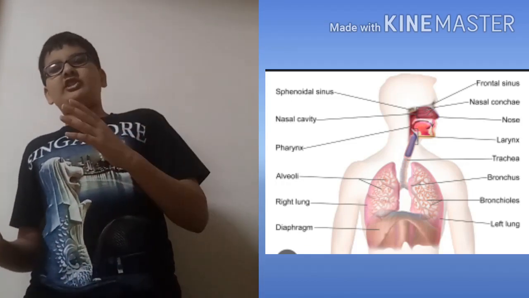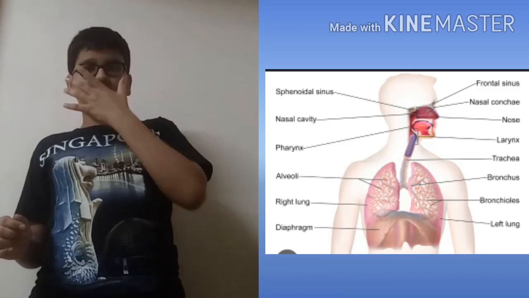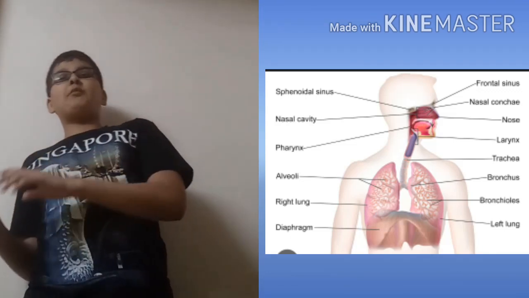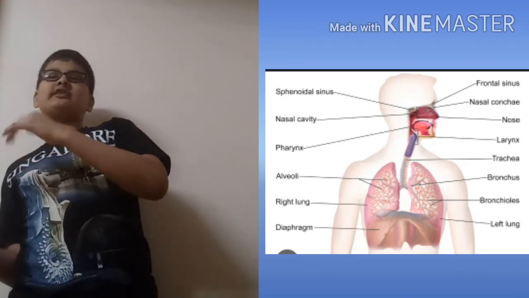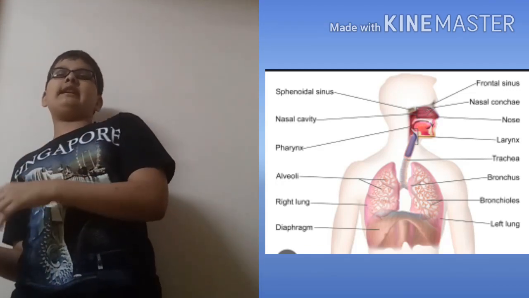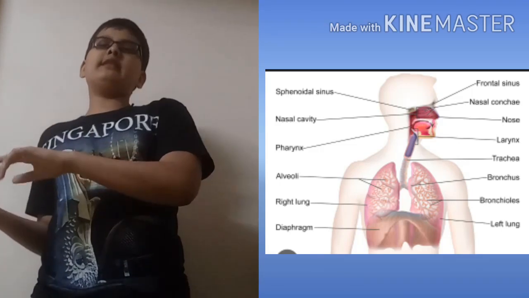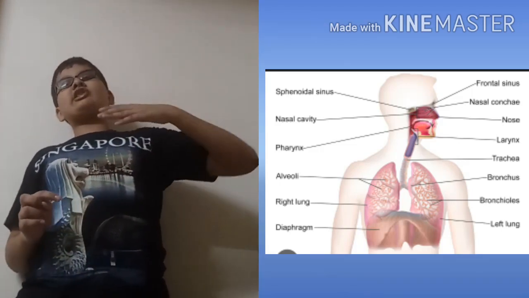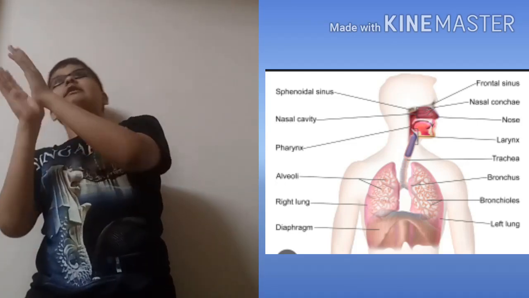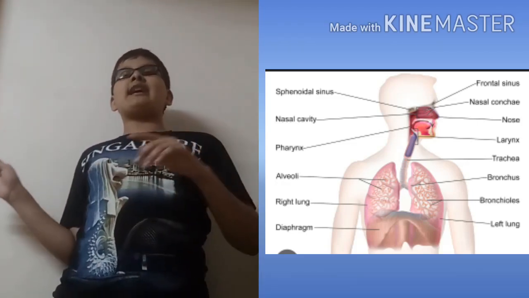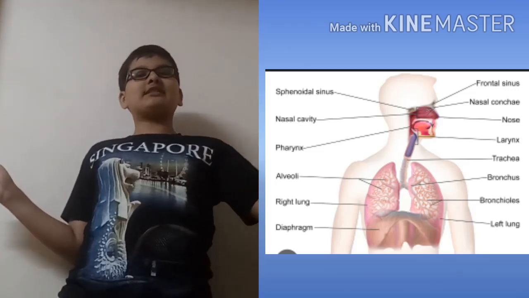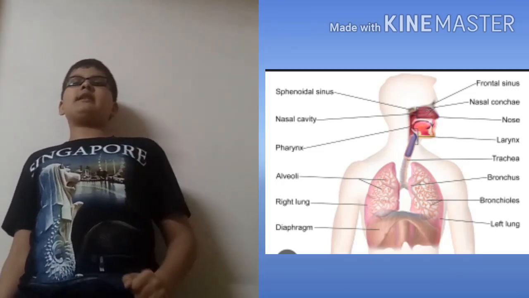When the oxygen reaches the alveoli, the blood capillaries which surround the alveoli exchange the carbon dioxide in the blood with the oxygen in the alveoli. They take the oxygen into the blood and carry it away, and the carbon dioxide which they exchange with the alveoli is taken back towards the trachea, and then it is pushed out of the body.